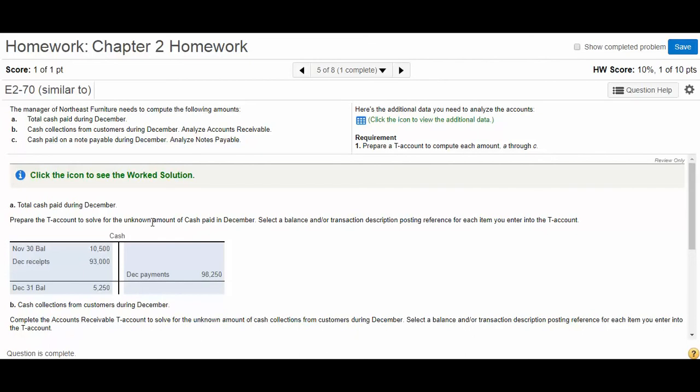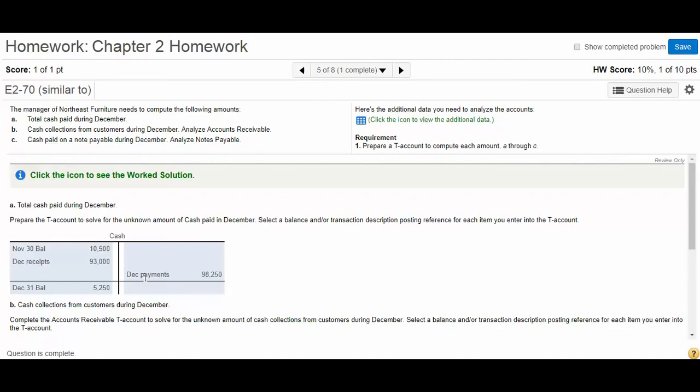You're being asked to solve for the unknown amount of cash paid in December. You're needing to compute a couple of things here: the cash paid during December, the cash collections from customers during December, and the cash paid on notes payable during December. So you're doing some analysis. With analyses, I can tell you that T accounts really help. So let's look and see.